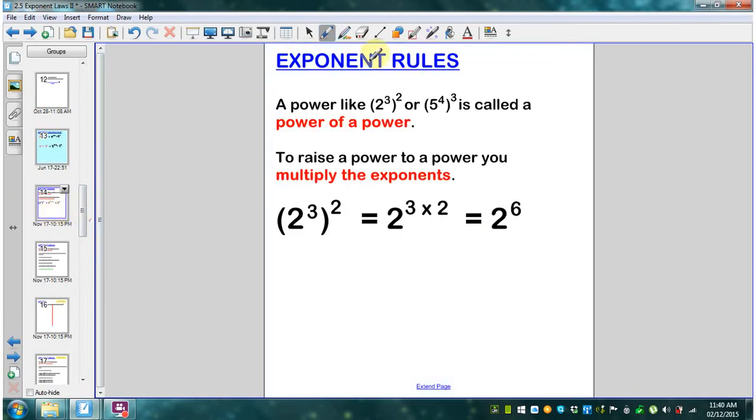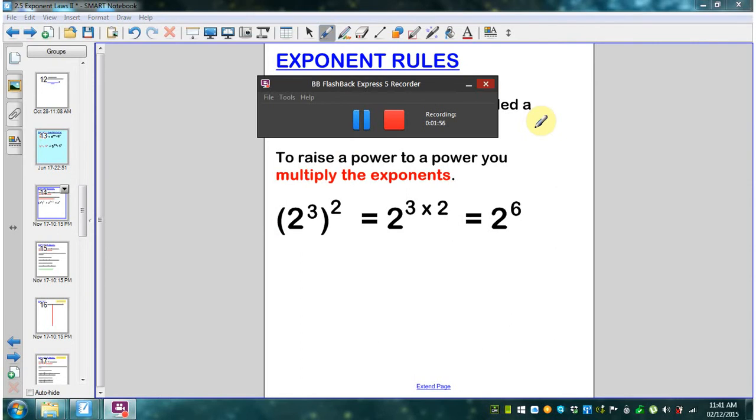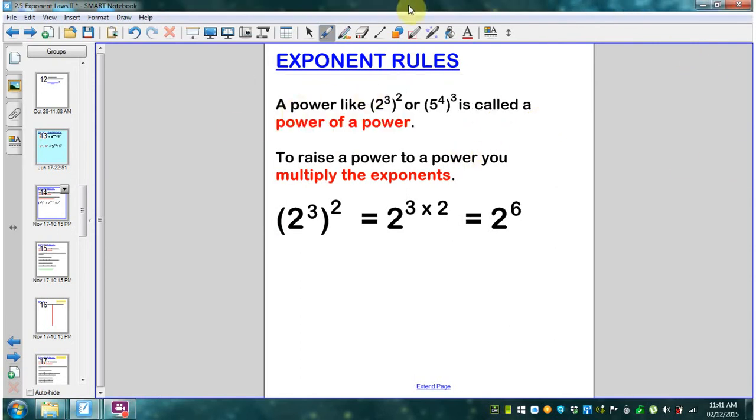Next, in the first part of this section, we talked about power of a power. The rule for that was you can multiply the exponents together. So if you had 2 to the power 3, all of this to the power 2, you multiply your exponents together to get 2 to the power 6.